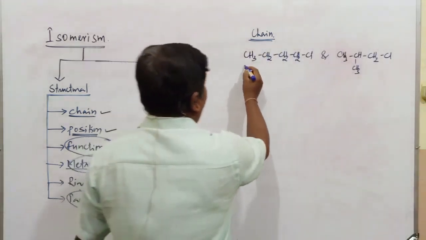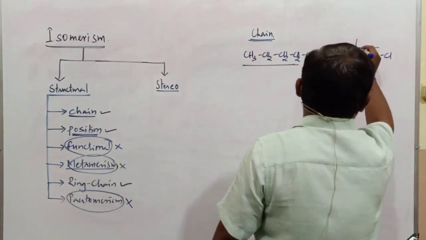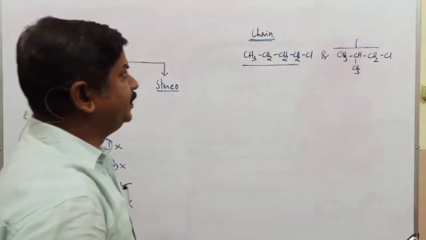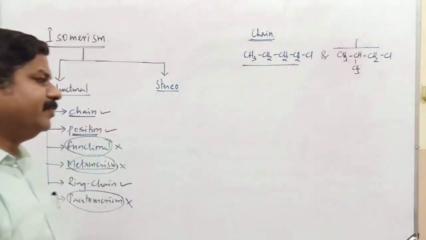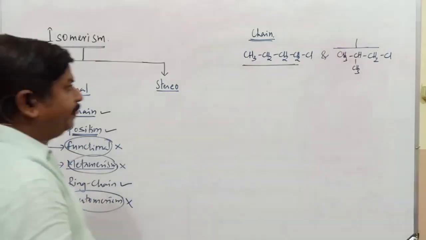Here only 4 carbon atoms are present in a straight chain. Here the corresponding carbon atoms are present in a branched chain. So these two are the examples for chain isomers. Like that, a number of examples can be mentioned under this chain isomerism.